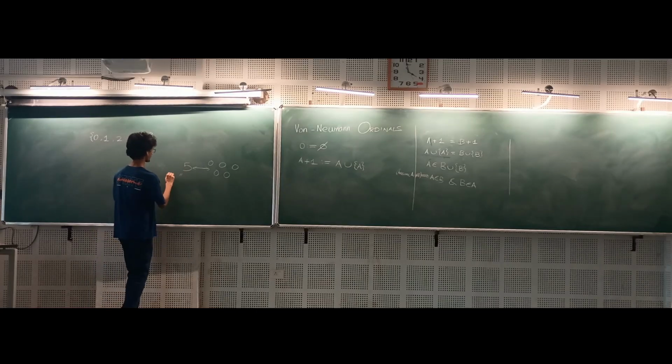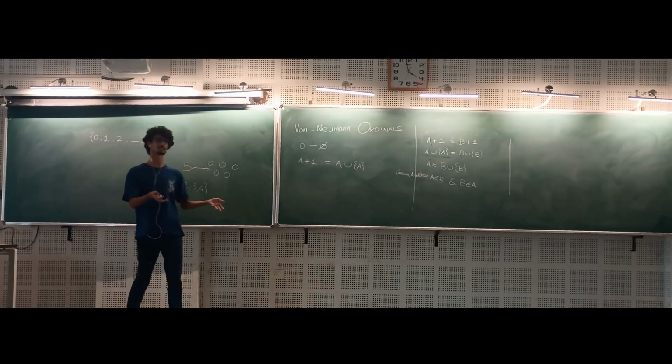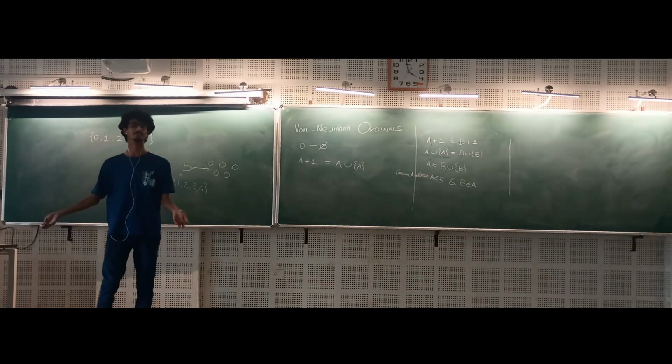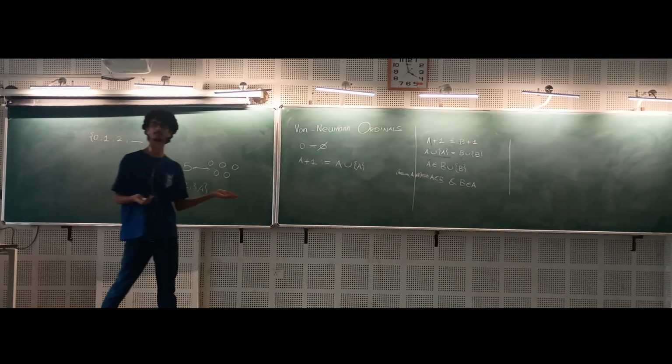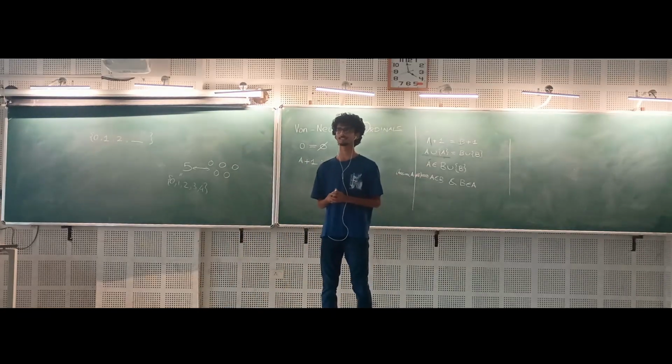If you want me to remind you, this was the set 0, 1, 2, 3, 4. So there are n elements if there is a bijection with the set n. A very nice way to count and precisely describe what counting is.